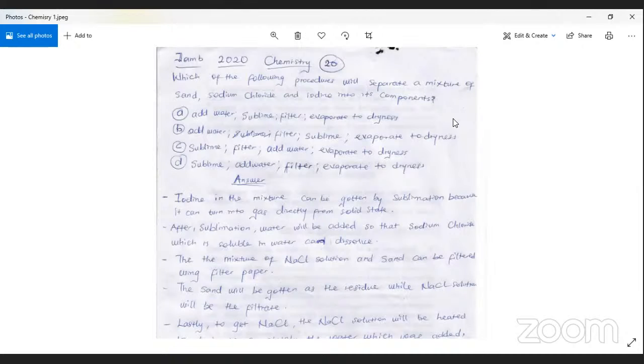Then there will be a sublimation action, then filter, then evaporate to dryness. Number two option will be to add water, then filter, then sublime, then evaporate. The third option is sublime, filter, add water, evaporate. And the fourth is sublime, add water, filter, and evaporate. Who can give it a try?